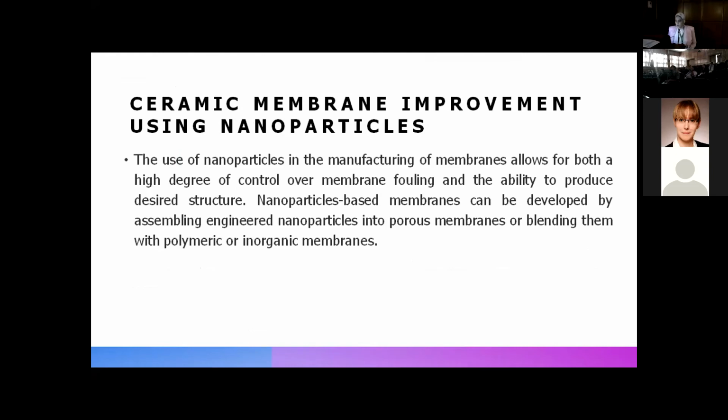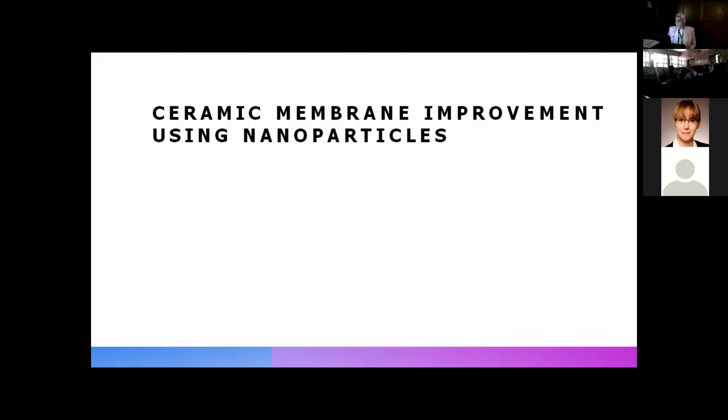The use of nanoparticles in manufacturing membranes allows a high degree of control over membrane fouling and the ability to produce the desired structure. Nanoparticles in the membrane can be developed by assembling nanoparticles into porous membranes or blending them with polymeric or inorganic membranes. Inorganic membranes is the ceramic membrane.